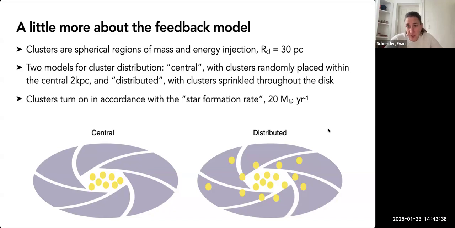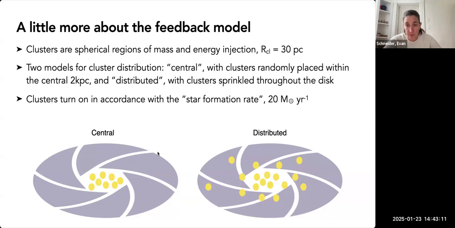Basically, we assume that stars are forming in clusters, and so we're going to distribute the feedback in a clustered fashion. Clusters in our model are just the sites where we're going to inject mass and energy, right? So they have a size that means that they're resolved by many cells in our computational domain. And we just inject mass and energy as a function of time based on a single stellar population model. In this talk, I'm going to describe two different models that we used for the feedback distribution.